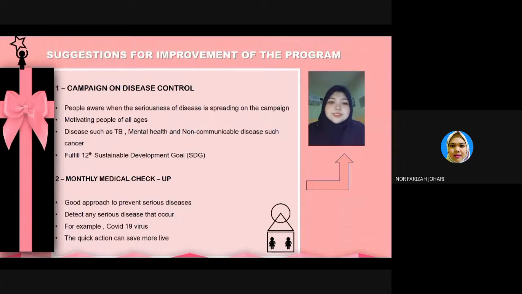The example that I will give here is the COVID-19 virus. At first, people were not interested in taking care of their health, but when this new virus occurred, they would automatically do a checkup when they detected an early symptom. The last word from me is, the quicker the action that we take, the more lives that we can save in future. Let's move on to the next presenter.